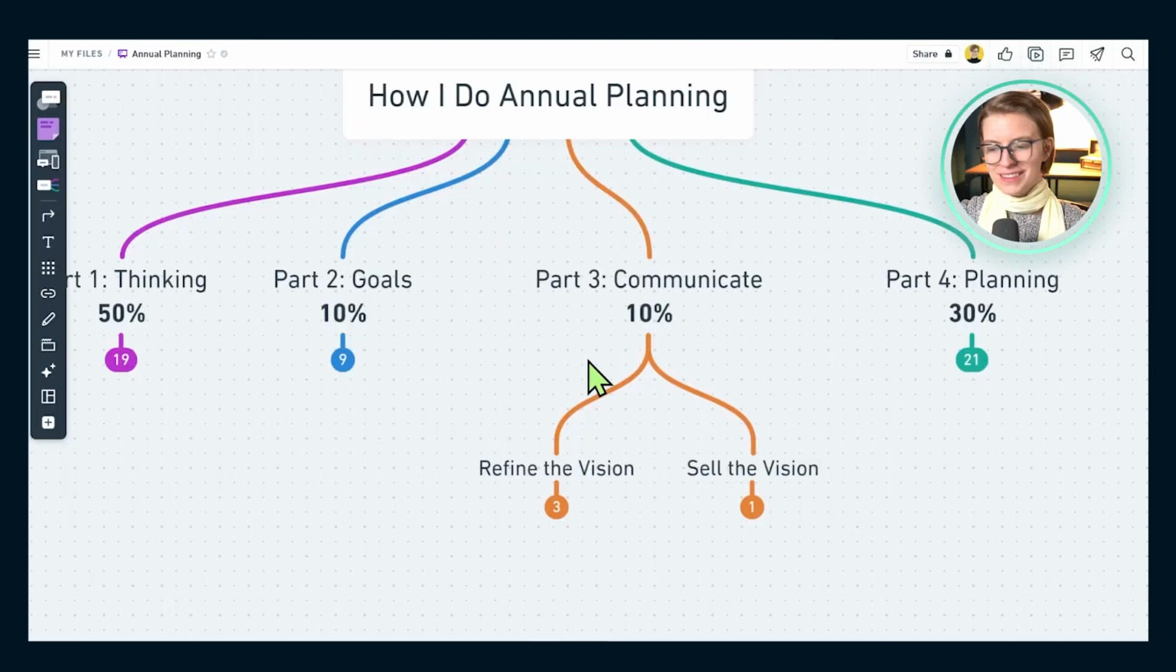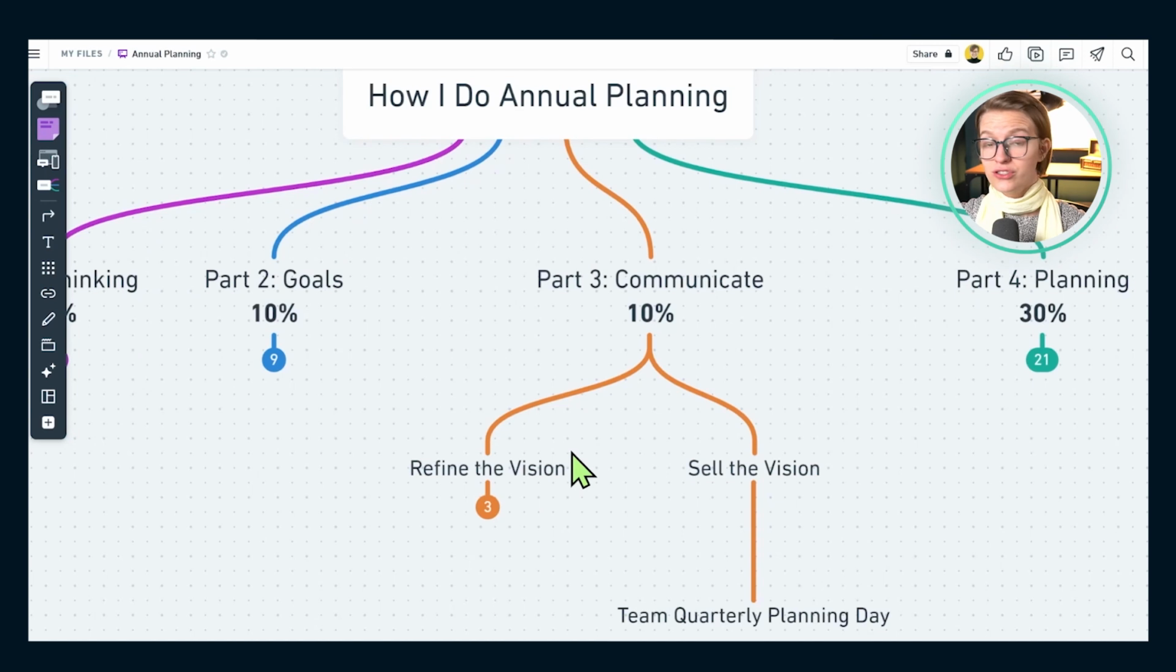After we refine the vision, the next phase is selling the vision. And this is where you communicate with any stakeholders you have. For me, it's a small team. For you, it might be yourself or your spouse or your virtual assistant or your entire corporation, whoever it is. You just need to sell them on why your vision is worth going to.